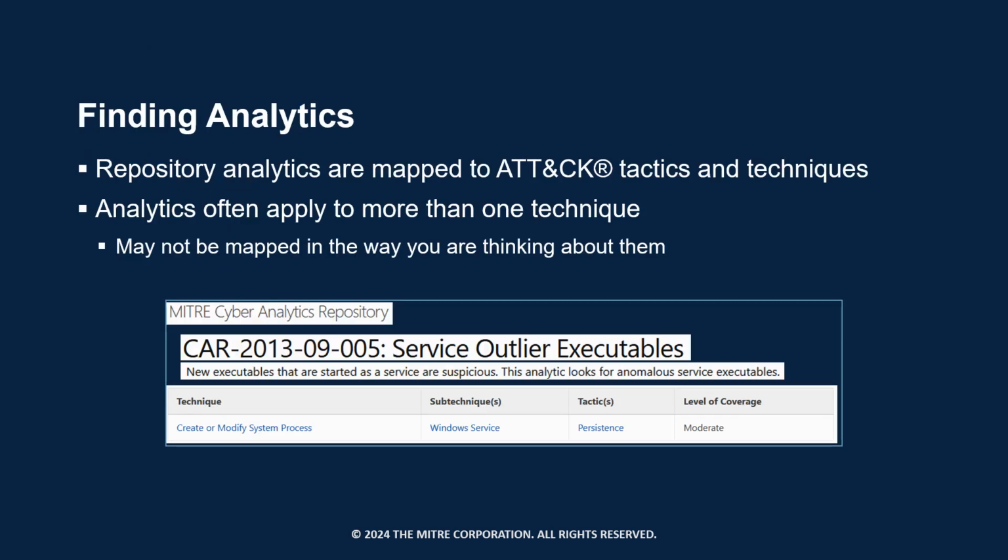Now let's take a look at an example analytic from the MITRE Cyber Analytics Repository, also known as CAR. Here we see the CAR analytic named Service Outlier Executables, which is mapped to a specific ATT&CK tactic, technique, and subtechnique that it is applicable to. While this example is mapped to a single ATT&CK technique, others can map to several techniques across the framework, with varying levels of applicability.